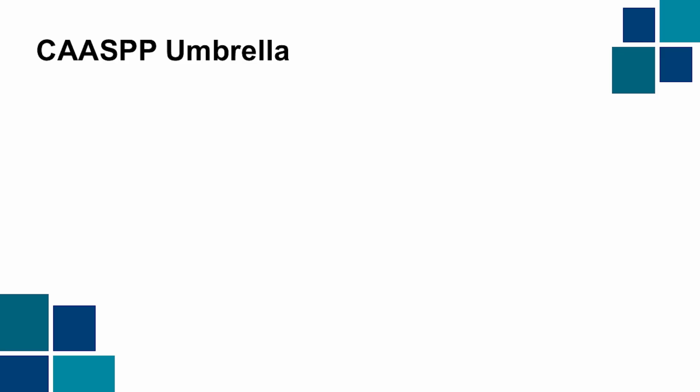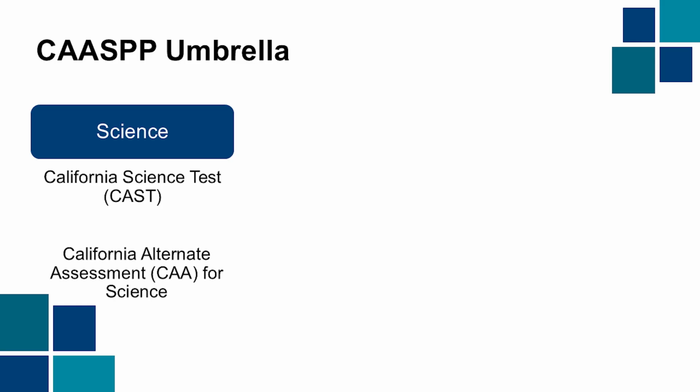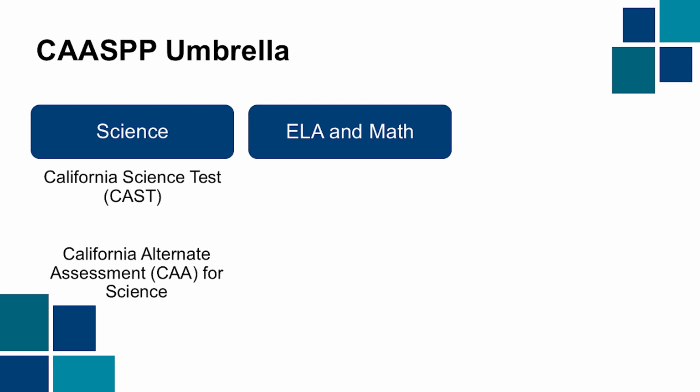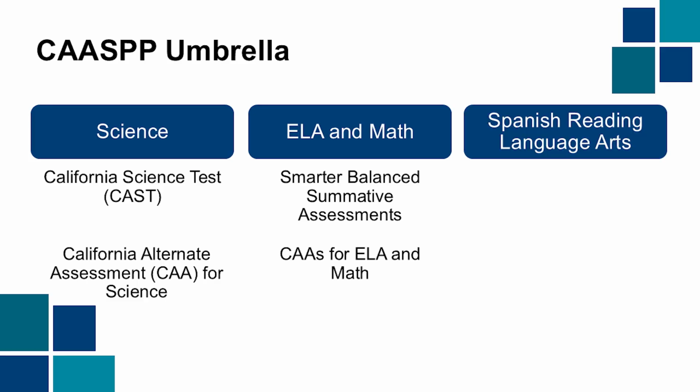Most of the summative assessments fall under the umbrella of the California Assessment of Student Performance and Progress, or CAASPP system. For science, tests include the California Science Test, or CAST, and the California Alternate Assessment, or CAA for science. For English Language Arts Literacy, or ELA, and math, tests include the Smarter Balanced Summative Assessments and the CAAs for ELA and math. And for Spanish Reading Language Arts, there is the optional California Spanish Assessment.